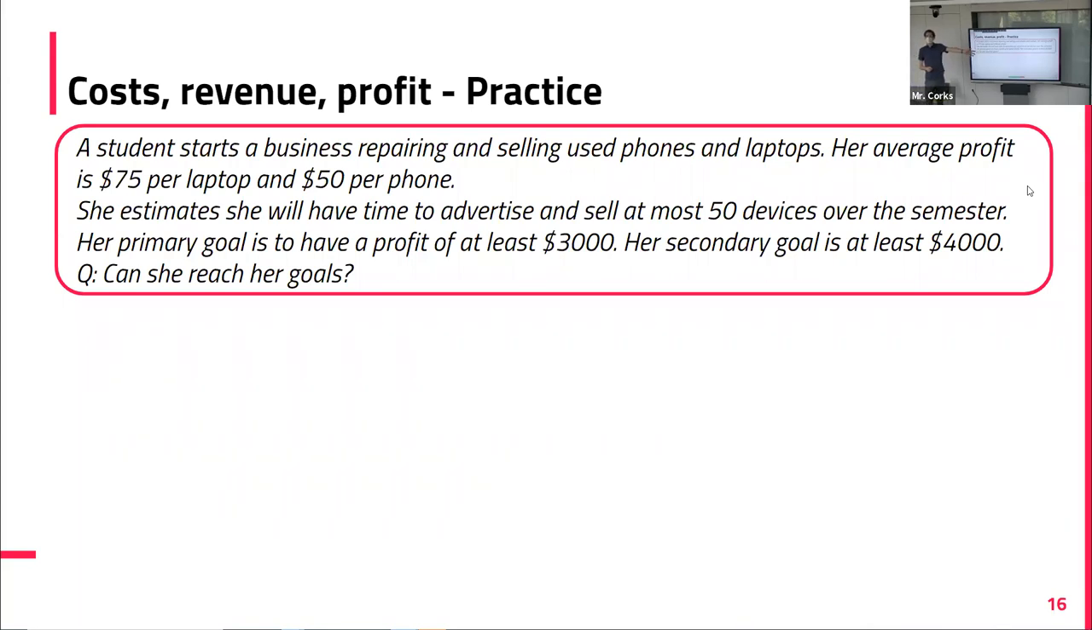All right, so today so far, we've talked about using the cost, revenue, profit equations, and we have also talked about using systems of equations. Which method, which tool fits this scenario? Why?